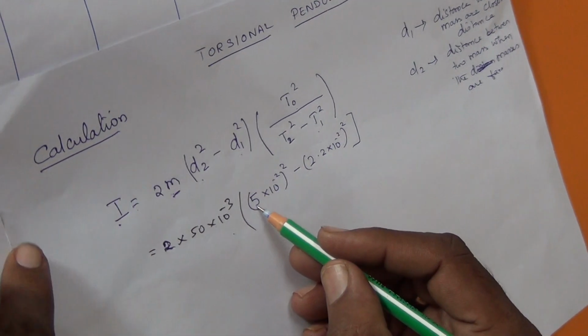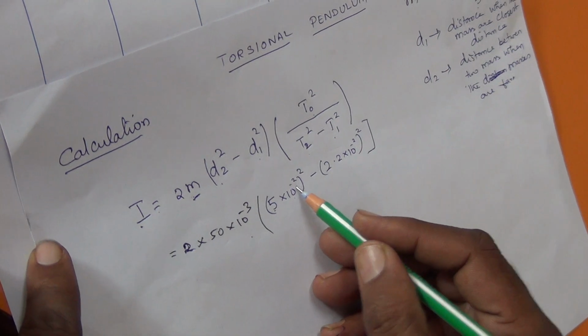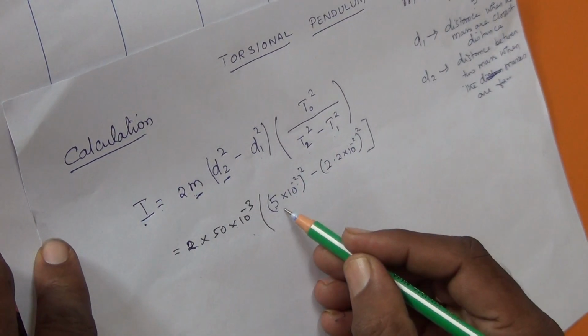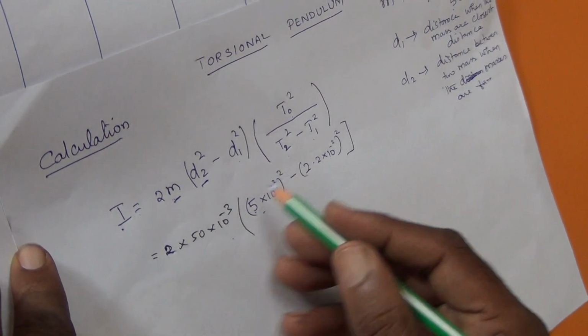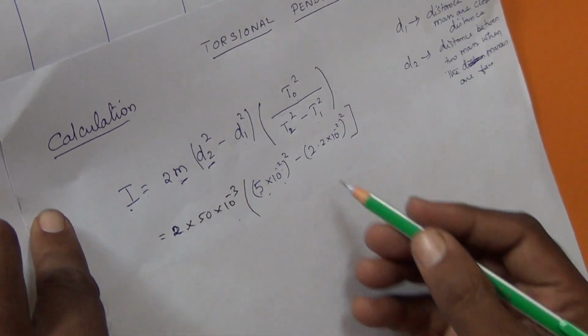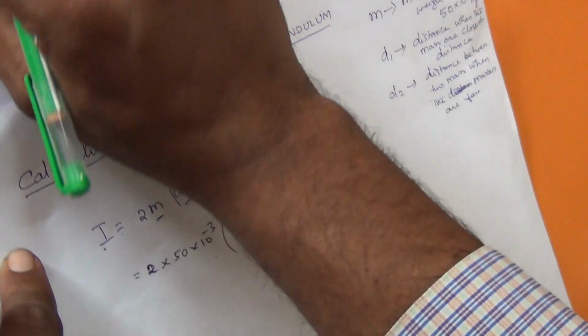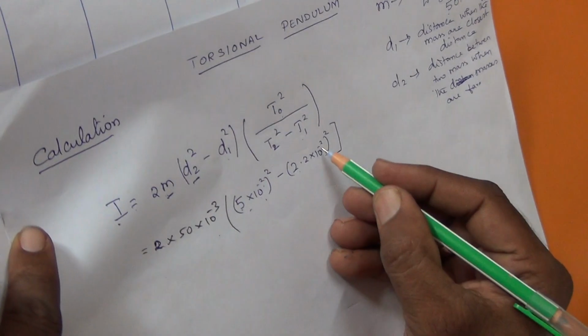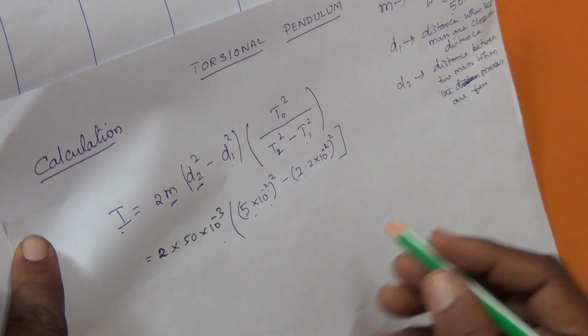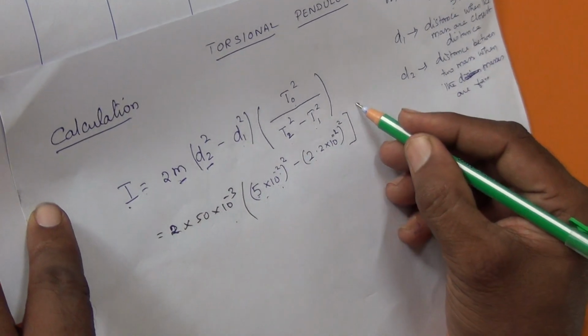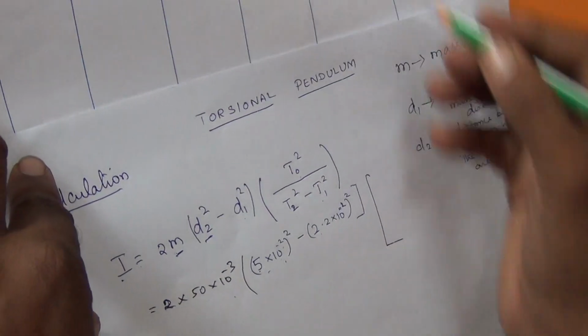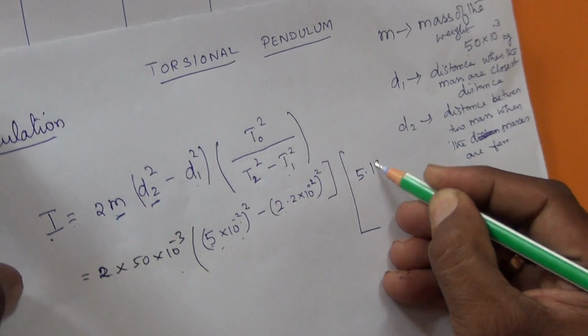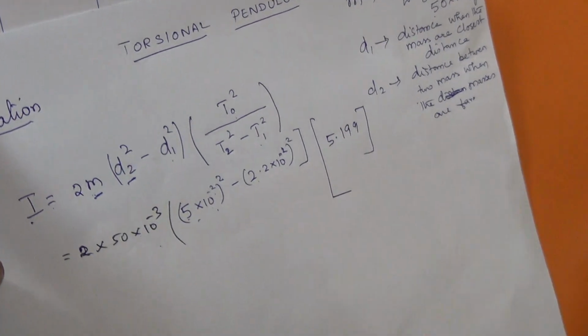So 5 into 10 power minus 2, that is d2. d2 is (5 into 10 power minus 2) whole square. So I put this one. d1 is 2.2 centimeter, so centimeter means 10 power minus 2, whole square. And what is t0 by t1 square? That is 5.199. So already we know this.